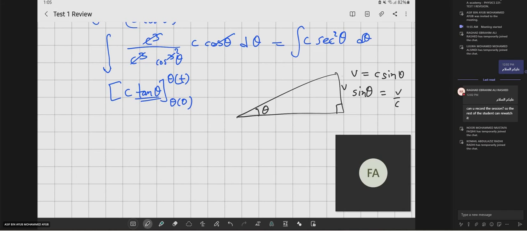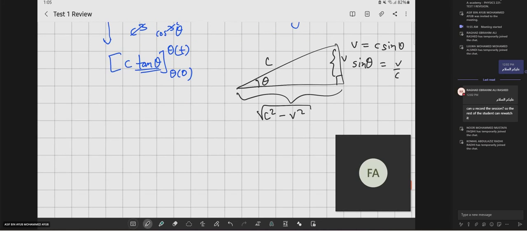So if this is V, this is C. So this side is V, and this side is C. So using Pythagoras theorem, this side must be square root of C squared minus V squared. And if you notice, C is always the longest side in a right angle triangle. And C is the speed of light, the maximum speed. So it makes sense. So how do I find tan theta from here?